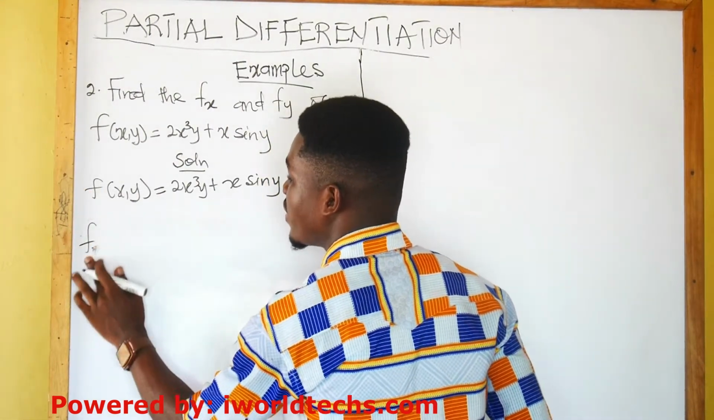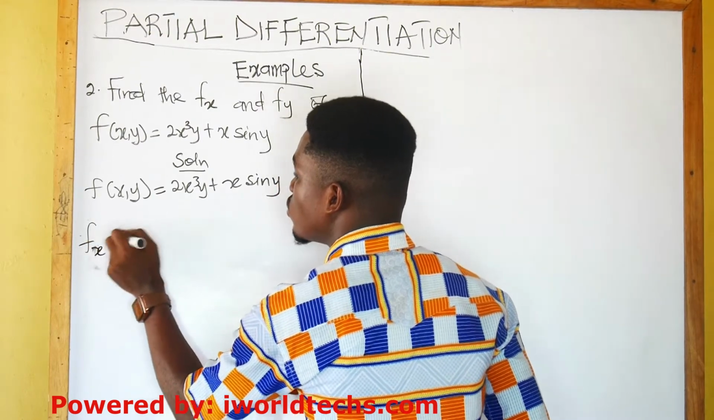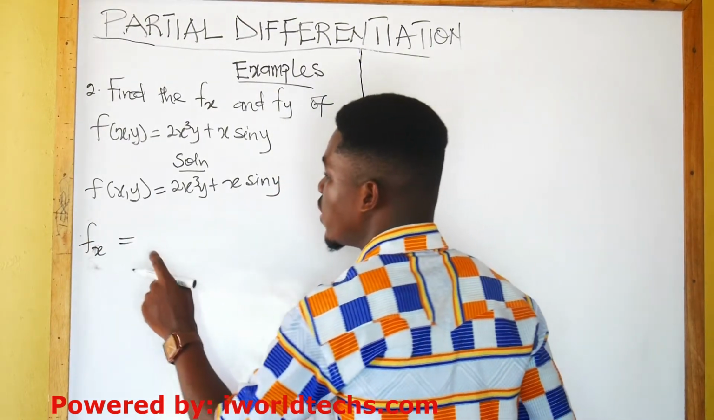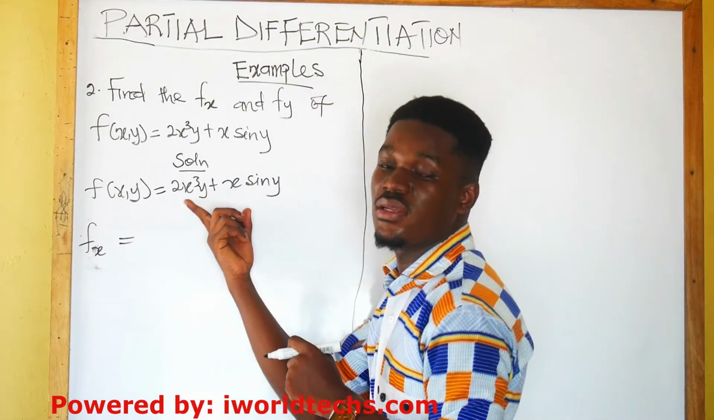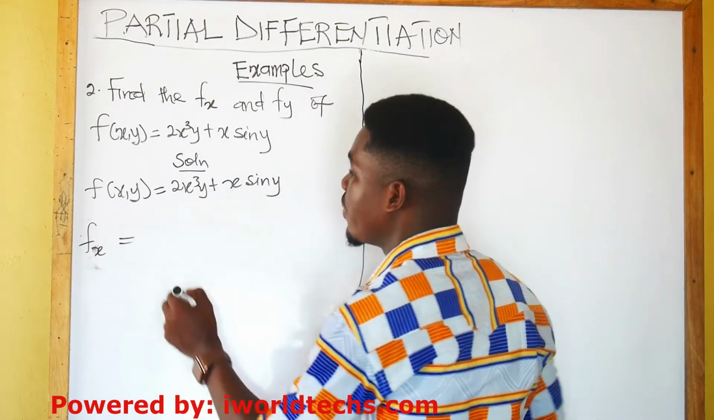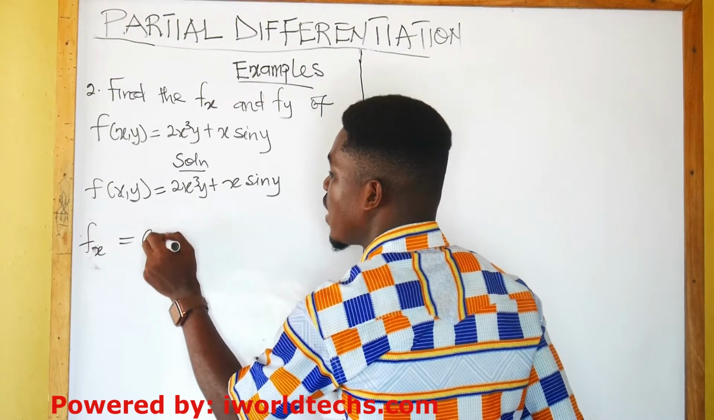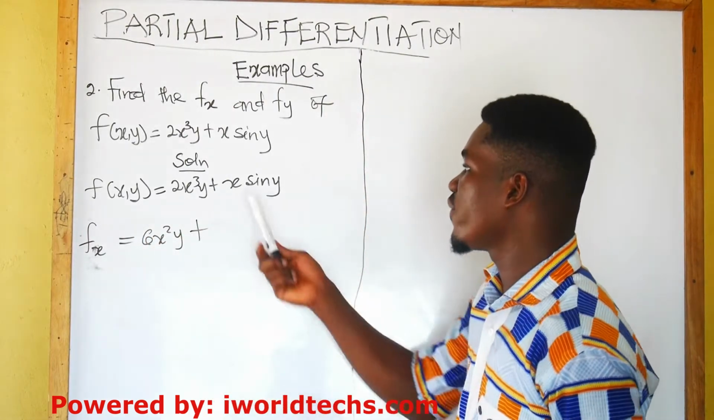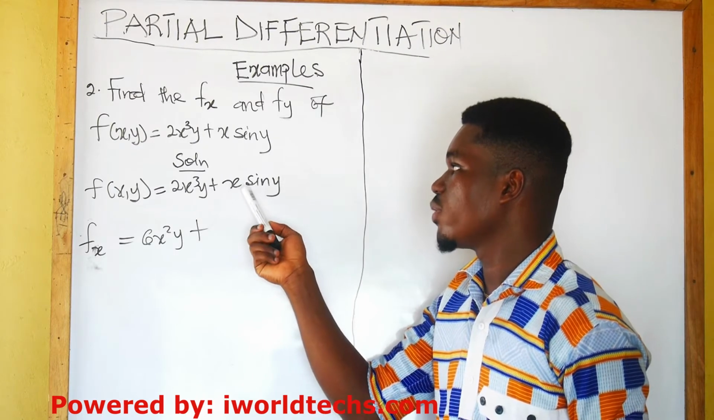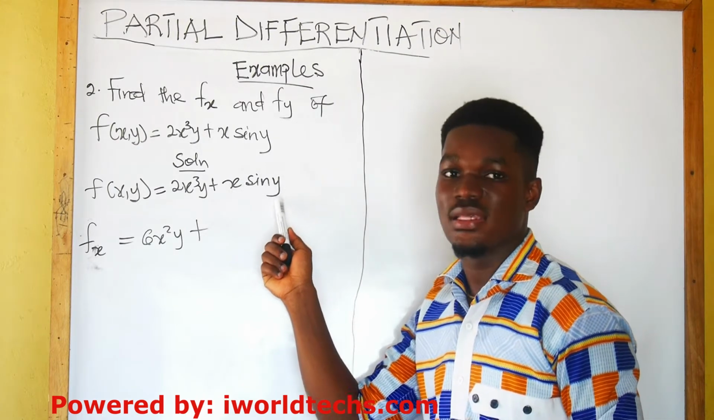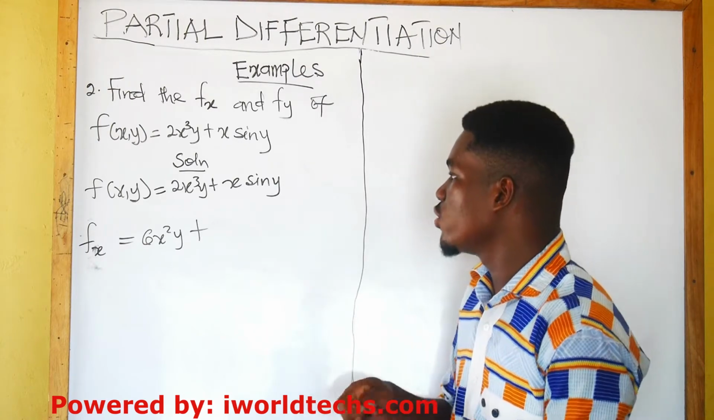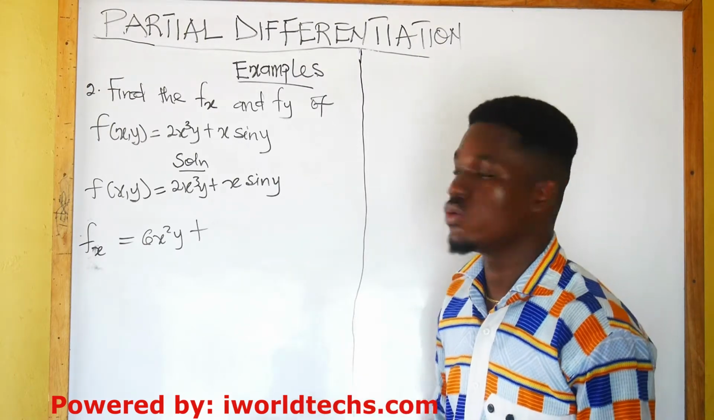So, let's start with x. This means that we will hold y constant. The partial derivative of this function with respect to x is given by 6x squared y plus, then we have two functions, this polynomial function and this trigonometric function, so we apply the product rule.